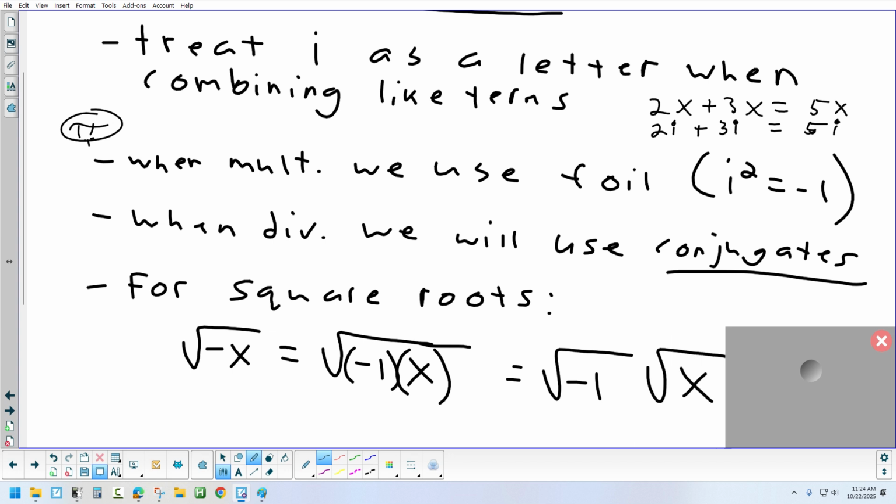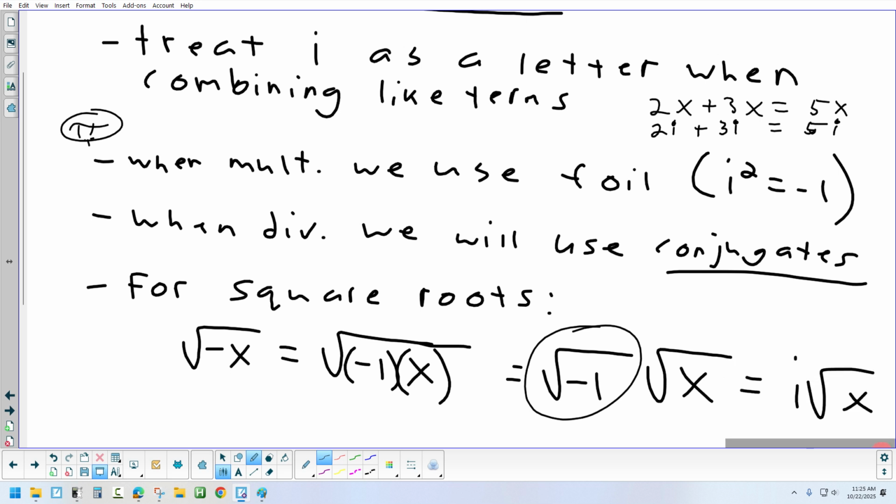Square root of -1, square root of x. And this part is going to simplify. What did we just say the square root of -1 is? What's the symbol? Yeah, i square root x. So it's a little weird.